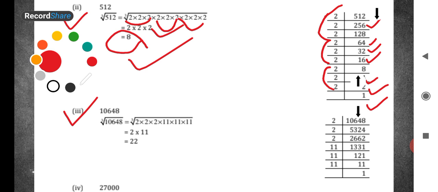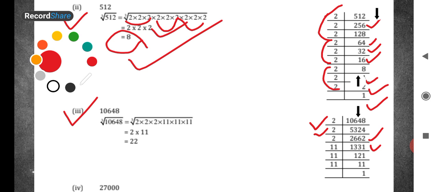Now one more question. 10,648. Now you will find the factors of this. First it will be divisible by 2, isn't it? How many times? 5,324. Then again it will be divisible by 2. How many times? 2,662. Then again it will go with 2. How many times?